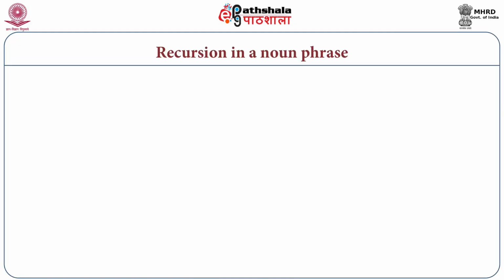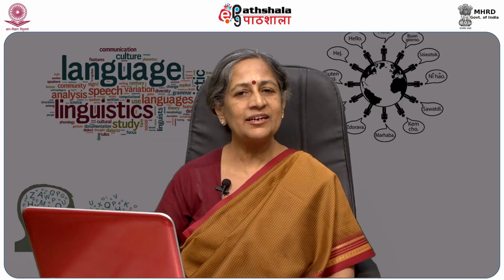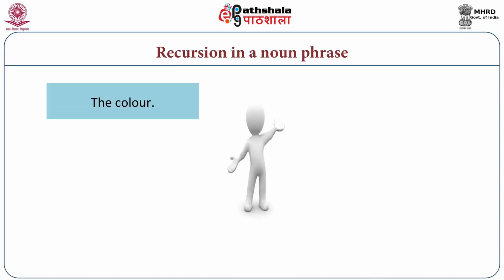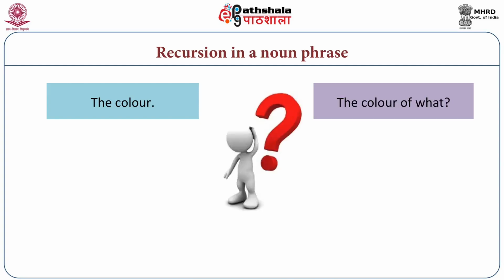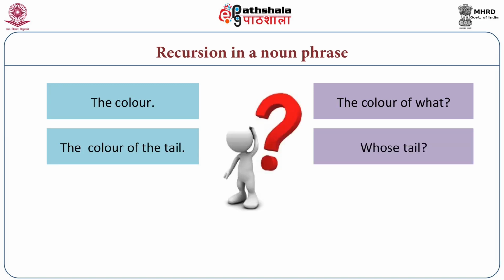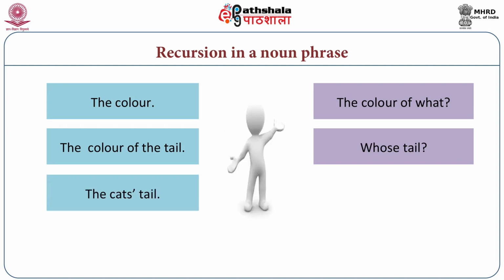Let's take recursion, more examples, simpler examples perhaps. Let's take an example of recursion in the noun phrase. Start with a very simple word which everybody knows. Let's start with the word color. We'll call it a noun phrase. So I ask you, the color of what? And you say, suppose you say, the tail's color. Something has a tail. So you're talking about the color, the tail's color. So I ask you, the tail of what? And you can say, the cat's tail's color.